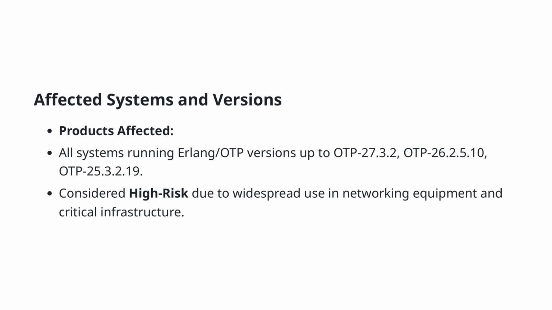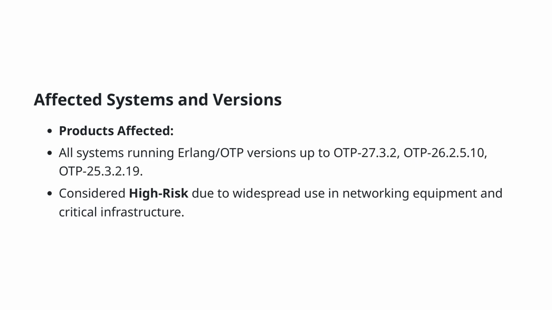On this slide, we focus on the systems and versions impacted by the CVE-2025-32433 vulnerability. Specifically, any system utilizing Erlang OTP versions up to OTP 27.2, OTP 26.2.10, and OTP 25.3.2.19 is at risk. This vulnerability predominantly affects products well integrated in networking equipment and vital infrastructure, which elevates the security threat level. Due to the prevalence of these Erlang OTP versions across various platforms, especially in critical sectors, it is vital to be aware of the potential risks and take steps to mitigate them promptly if these versions are in use within your systems.